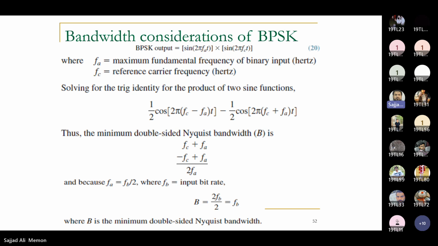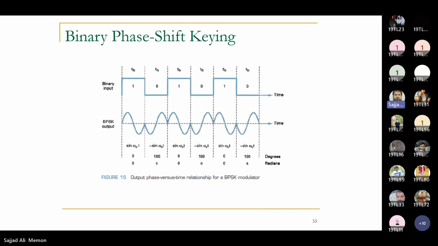The difference between high and low frequencies will be equal to your bandwidth. So from here you can calculate the Nyquist bandwidth, that will be equal to twice fa. And because fa is equal to fb by 2, substituting fb by 2 for fa, the bandwidth will be equal to fb, that is the bit rate. So the minimum bandwidth for BPSK is the same as the bit rate, and that is also equal to the baud. So the three quantities, bandwidth, bit rate, and baud, are equal in the BPSK modulation scheme.